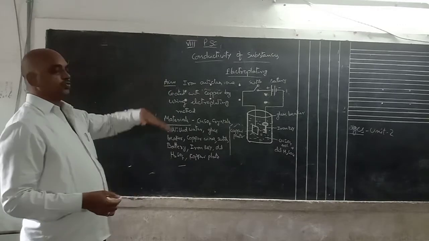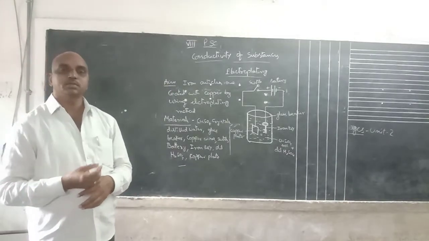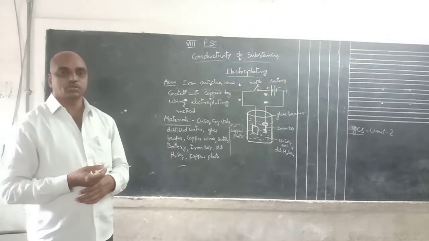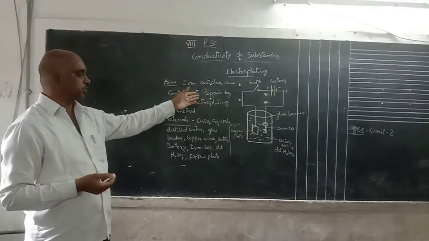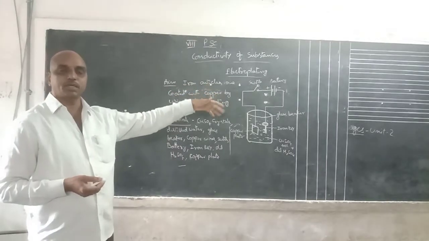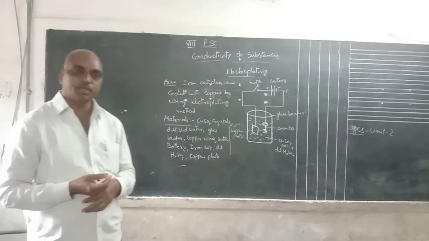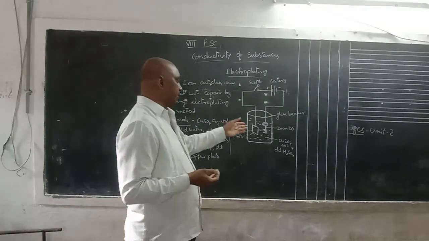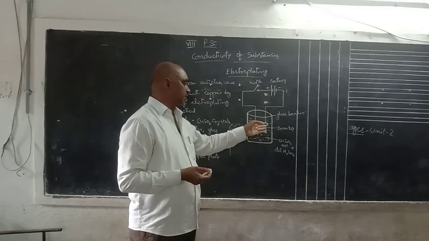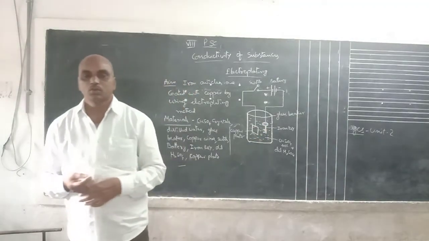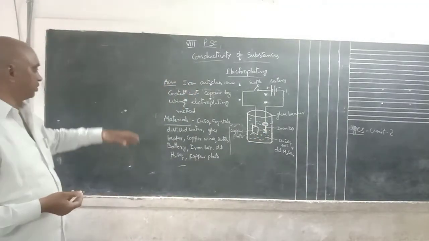If you press the switch, then the circuit is closed. Circuit is closed means current is passing through the circuit. Immediately a chemical reaction starts. This experiment is conducted for about 10 minutes. After that, you can find some copper coating on the iron key. Okay, first of all, see the materials required.